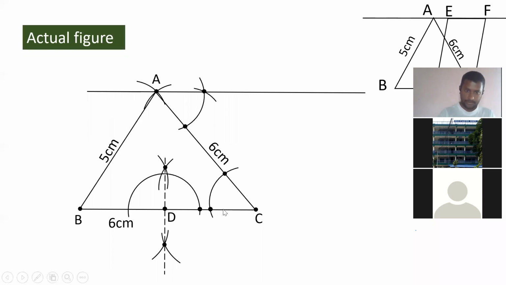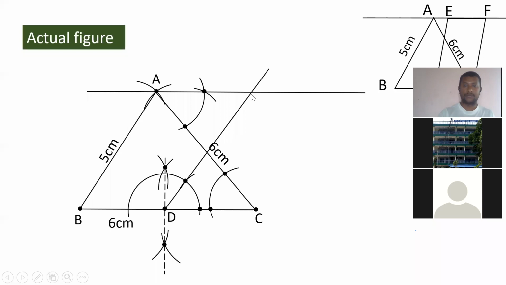So facing towards C means we need to take one point here and take an arc. This is the arc of 60 degrees. So give the point and draw a line. This is the 60-degree line. We have drawn this as the 60-degree line. We know how to construct 60 degrees.